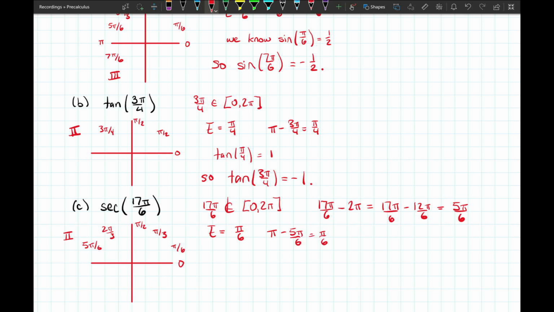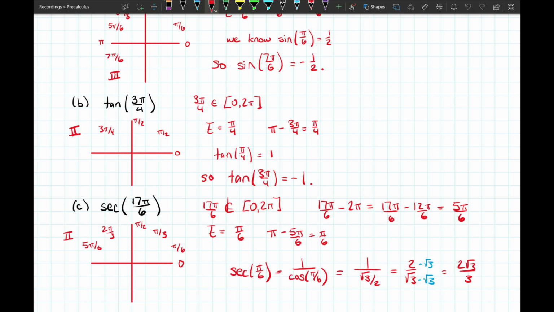Now, we happen to know secant at pi over 6, right? Well, let's say you don't. It might be a little easier just to think, well, this is going to be the reciprocal of cosine of pi over 6. And cosine pi over 6 might be a little easier to remember. This is the reciprocal of root 3 over 2. And that's going to be 2 over root 3, or if you rationalize, we end up with 2 root 3 over 3.